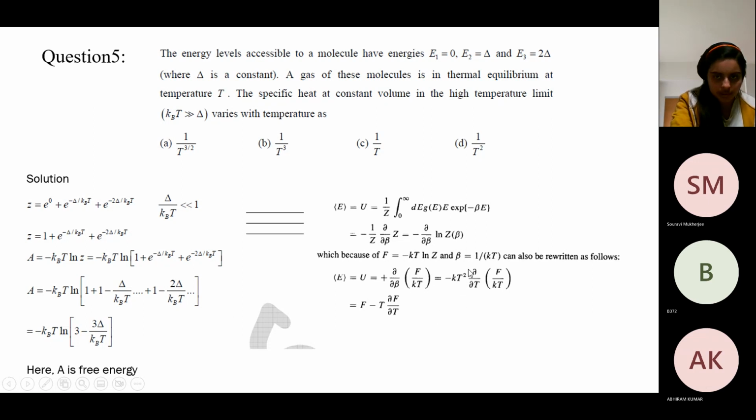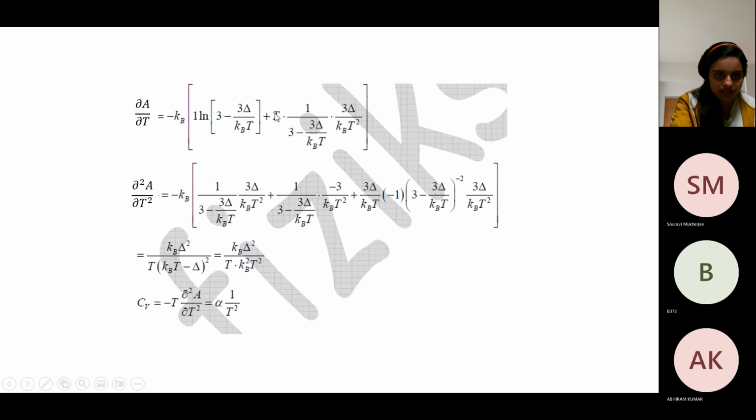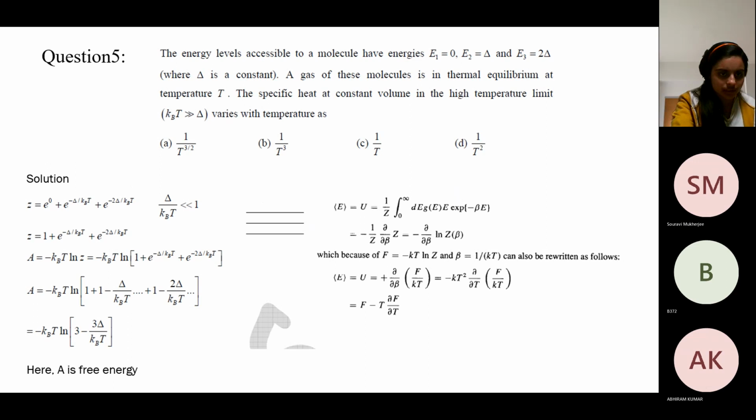So then if you use that relation, what you will see is that del U del T, or the Cv, just goes as minus T del square A del T square, or del square F del T square, where F is the free energy. Okay. So if you have the free energy that you already have here, you can directly do a double derivative with respect to temperature and multiply by temperature to get how Cv varies with temperature.